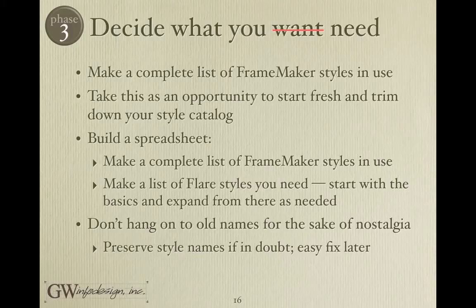So before we go too much farther, still not actually playing, right now you're just looking at the files, make a full list of all the FrameMaker styles you're using. And think of this whole exercise, we're about to do a style map, as an opportunity to start fresh and trim out all the stuff that's built up. I suggest making a spreadsheet that has all of the Frame styles and then basically try to map them over to Flare styles. And in terms of figuring out what you actually need, start with the basics. A few heading formats, you probably have a body and a body indent, a couple kinds of lists, maybe captions. But start simple and then build out if you need to.